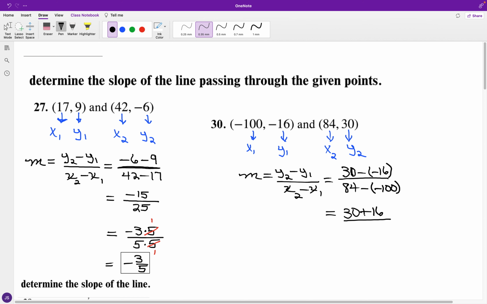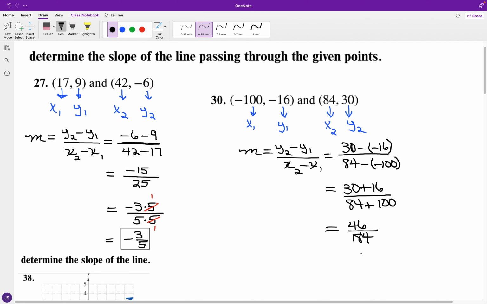I could have applied pluses to the subtraction and the negatives, but I'll just carry this on over here. So what will translate to 30 plus 16 over 84 plus 100. Right now we have 46 over 184, and this ratio can be simplified. I'll do this incrementally. We have 46 and 184, those are even values. So for 46, that will be 23 times 2.